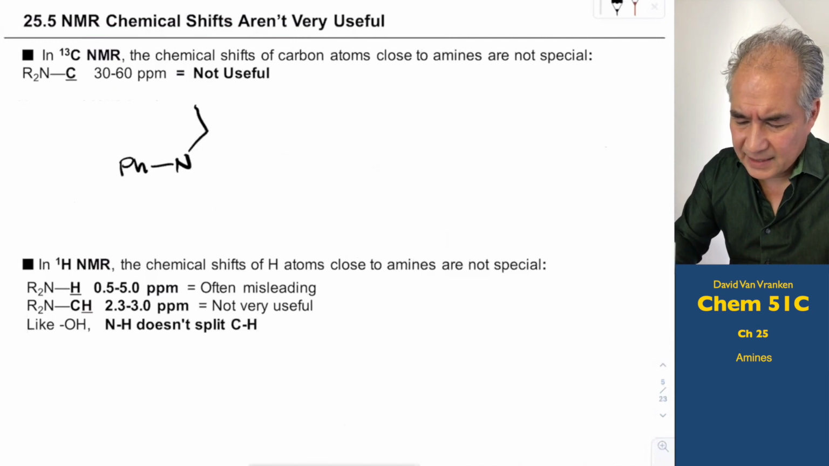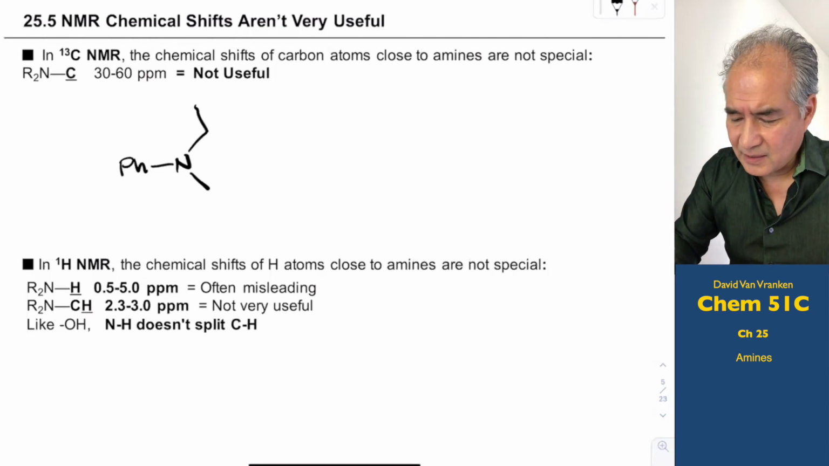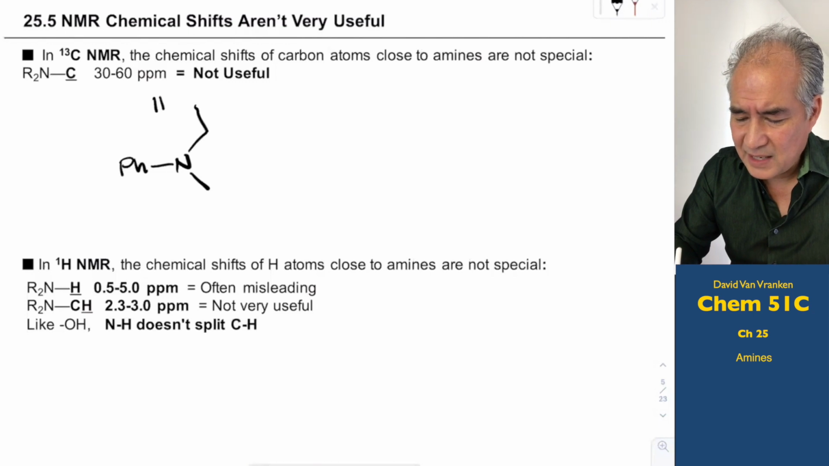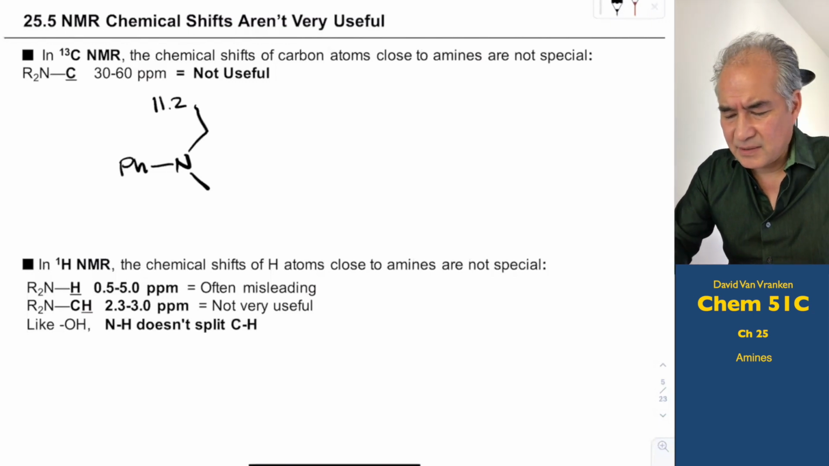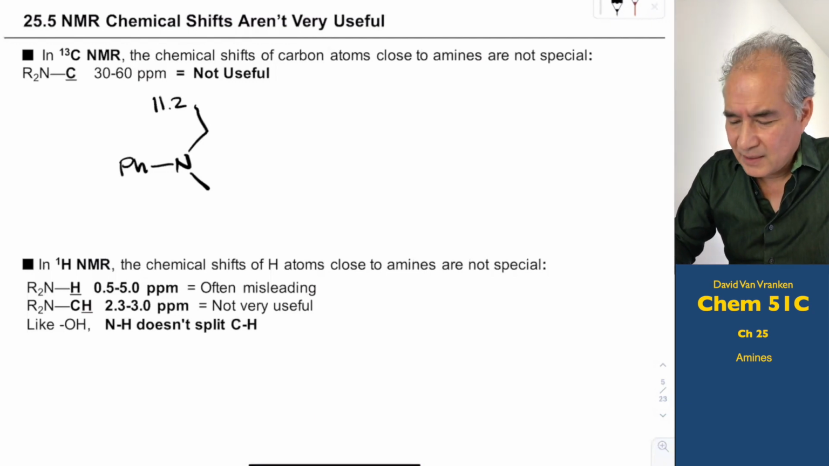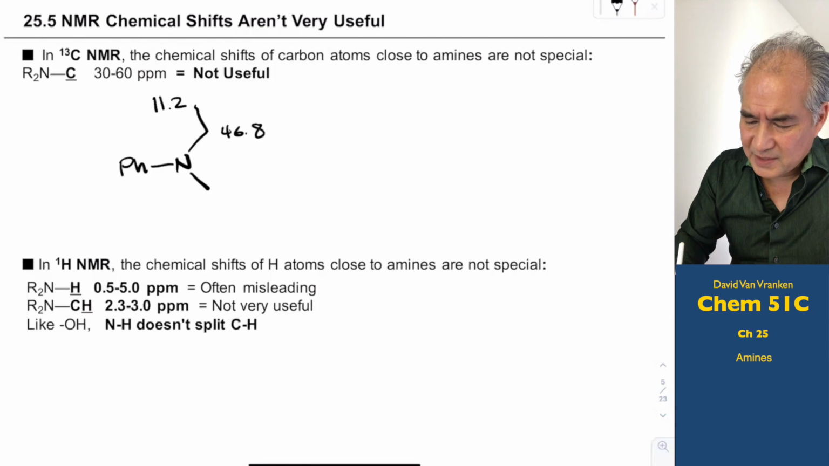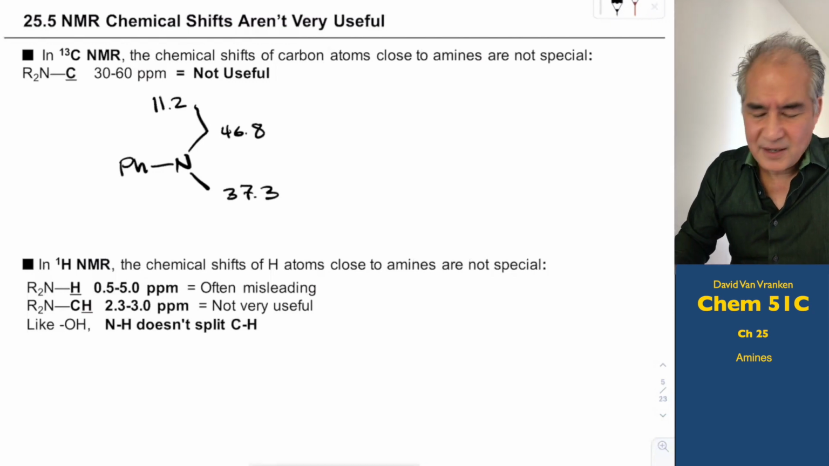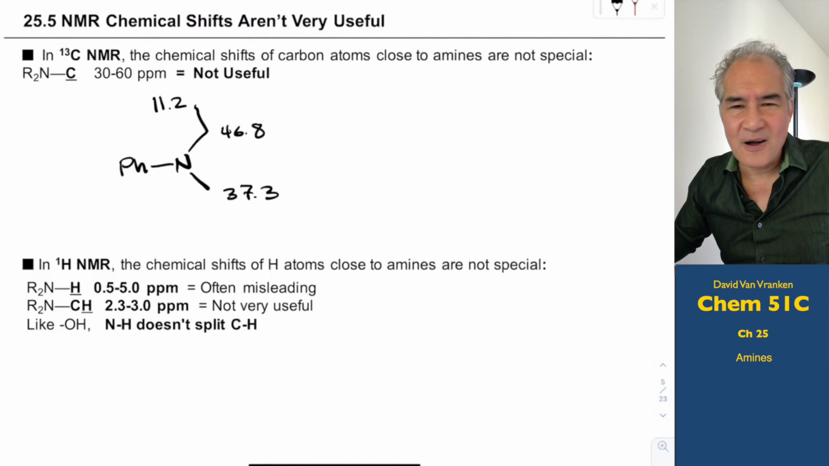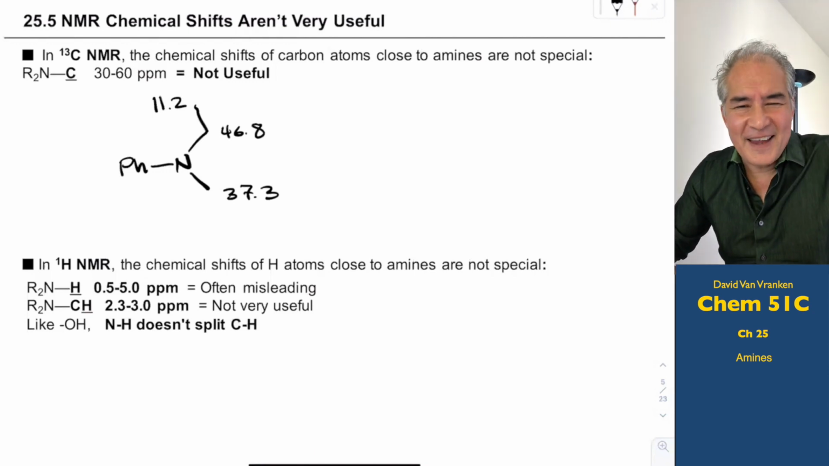But if I take an aniline that has an ethyl group and a methyl group on there, when you look at the carbon-13 resonances for these positions, here's an sp3 hybridized methyl group that shows up at 11.2 parts per million. Here's another sp3 hybridized group that shows up at 46.8 parts per million. Down here, here's a methyl group that's sp3 hybridized that shows up at 37. There's nothing distinctive about those. You can't tell whether those were bonded to nitrogen or carbon or oxygen, or you just can't tell.